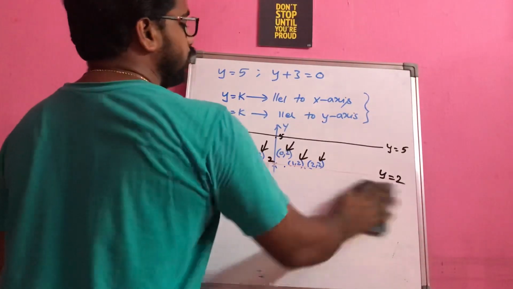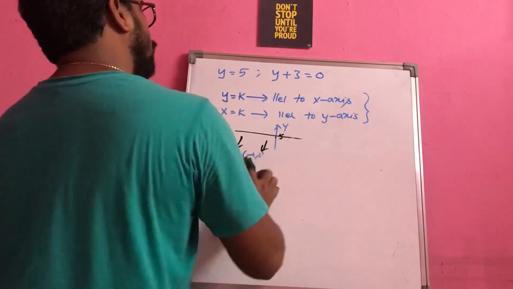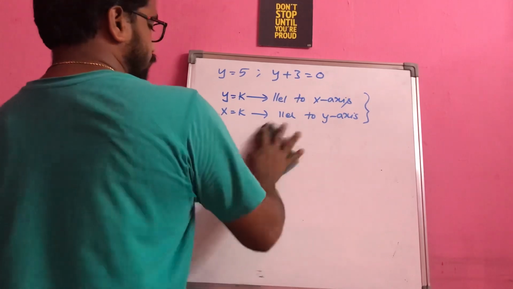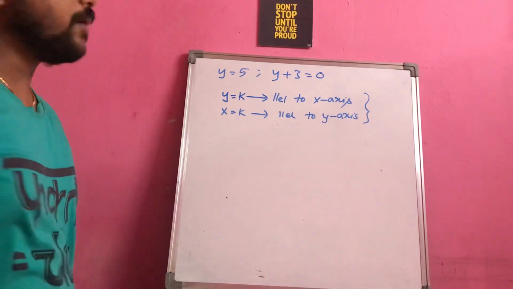similarly, in the same case, if you try to draw a line that is parallel to the y-axis, it will have all the x values equal. That's why that is the equation of a line that is parallel to the y-axis. Okay. Now let us come back to this question.